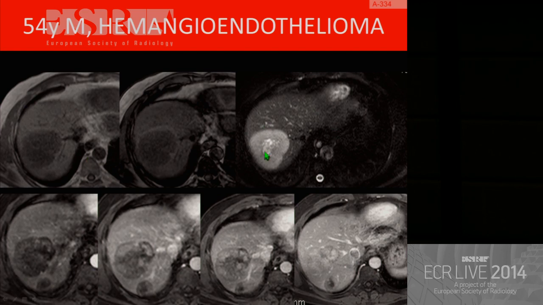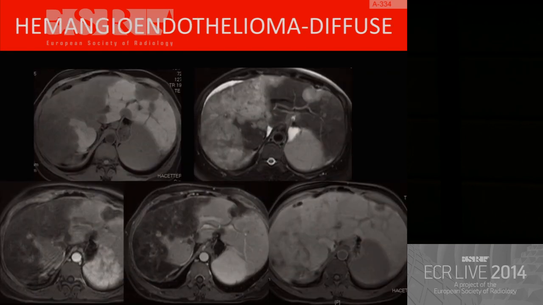You can see T2 moderate to bright, but there's a scar. But look at the enhancement pattern. Peripheral enhancement, homogeneous, kind of filling towards the center, and it blends with the rest of the liver in the later phases. How about this one?